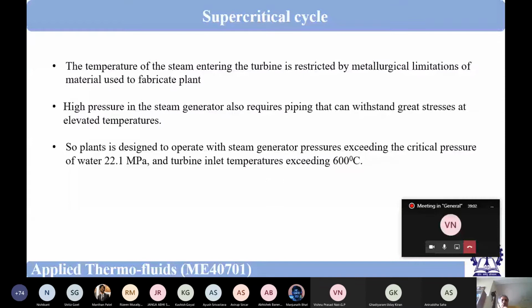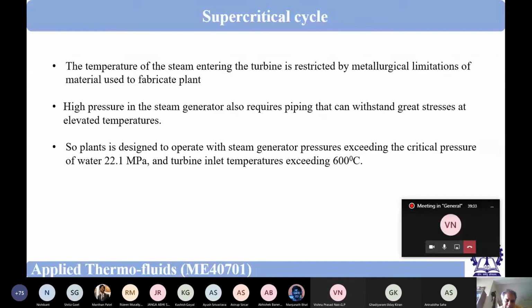Then we will go to the supercritical cycle. For the supercritical cycle, what I have thought is that I will not teach you from this slide. I have sent you another slide. I will teach you, but what I have left so far is the discussion regarding feed water heaters. That is very important. I will send again a small slide deck on that.